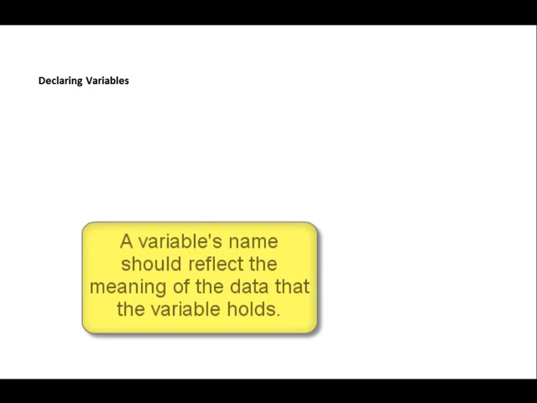In the process of designing a program, one of the things that you have to do is determine the variables that the program will need, and that means that you'll have to make up names for those variables. Now, a variable's name should reflect the meaning of the data that it holds. For example, suppose a program needs to store in memory the distance between two cities. Well, we would need to create a variable to hold that piece of data, and we might name that variable distance. This name gives an indication as to what the data is.